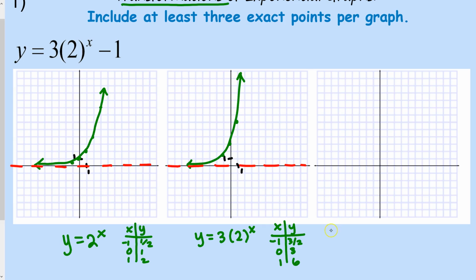Now finally, we're going to subtract 1. So do you remember what happens to a graph if you add or subtract a number outside the function, like outside the exponent? That would be shifting it up or down. So in this case, we're shifting the whole graph down 1. So that's the transformation. So we can take the previous y-coordinates and we can subtract 1 from them. And it's a really good idea to take your asymptote and shift it down 1 and do that first.